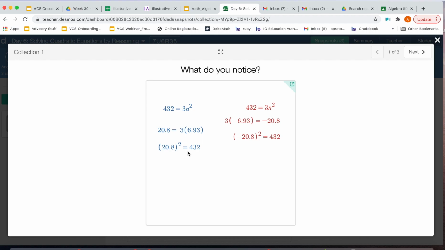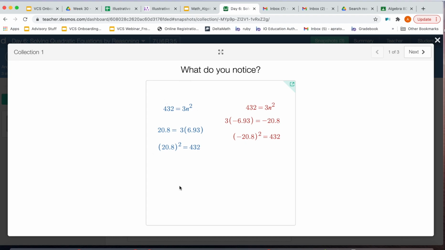They might notice that the student multiplied 3 times 6.93. They guessed a number that would give them the closest possible value to 20.8. And 3 times negative 0.693. Why did they do this first? Well, they were trying to find a number they could square that would give them an answer close to 432.